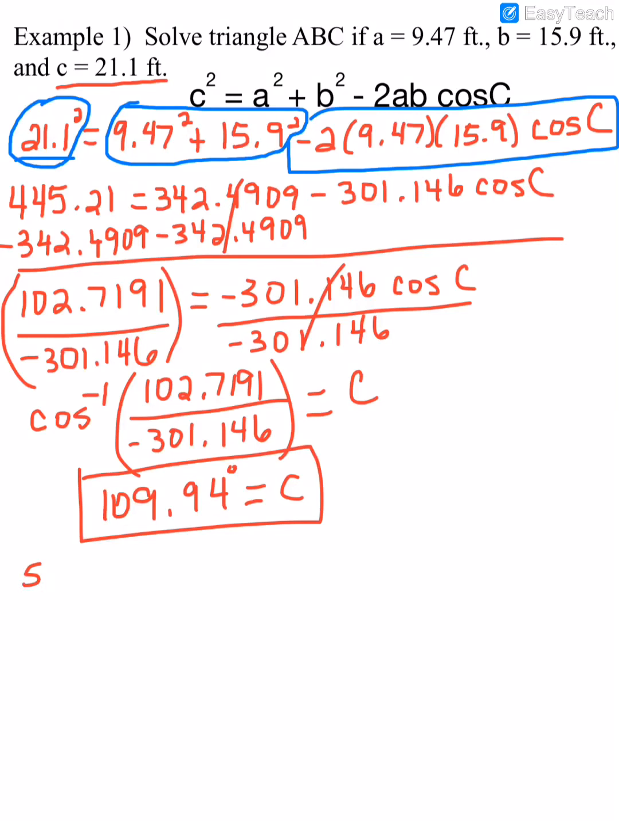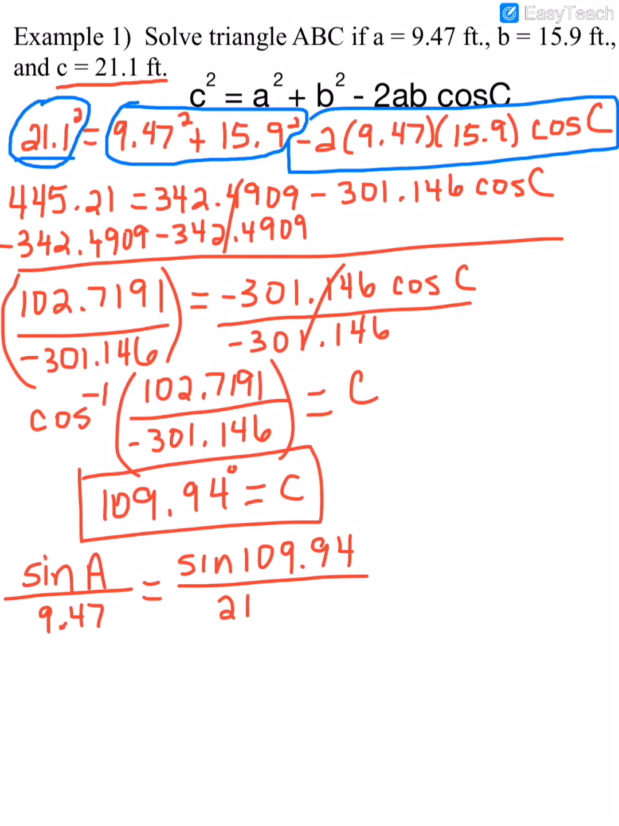Okay, so if I'm looking for angle A, if I set up the law of sines, sine of A over the side of A, which is 9.47, would be equal to the sine of C, which is 109.94, divided by side C, which is 21.1. Okay, so then remember to solve using the law of sines, I'm going to cross multiply, and I'm going to take sine inverse.